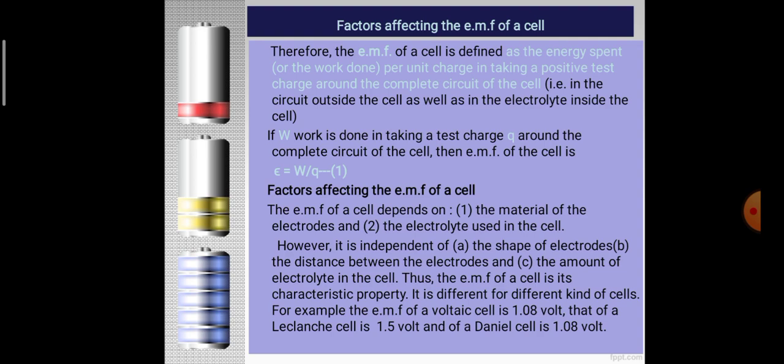The factors that affect the EMF of a cell are: 1, the material of the electrodes, and 2, the electrolyte used in the cell. However, it is independent of the shape of electrodes, the distance between the electrodes, and the amount of electrolyte in the cell. Thus, the EMF of a cell is its characteristic property. It is different for different kinds of cells. For example, the EMF of a voltaic cell is 1.08 volt, that of a Leclanché cell is 1.5 volt, and of a Daniell cell is 1.08 volt.